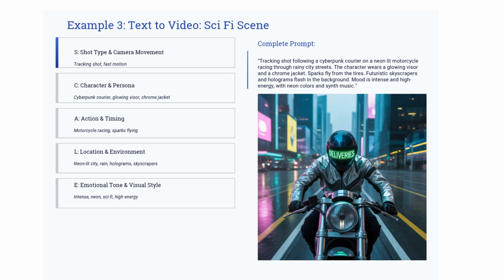Here's the full prompt. Tracking shot following a cyberpunk courier on a neon-lit motorcycle racing through rainy city streets. The character wears a glowing visor and a chrome jacket. Sparks fly from the tires. Futuristic skyscrapers and holograms flash in the background. Mood is intense and high energy, with neon colors and synth music. And there you go, one supercharged sci-fi scene, straight out of your imagination and into motion.